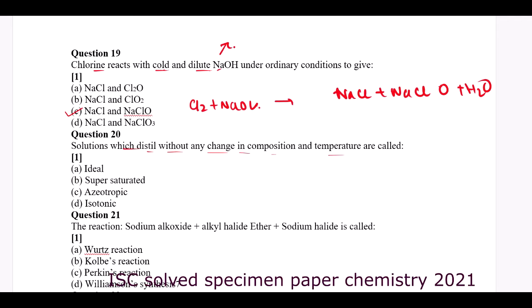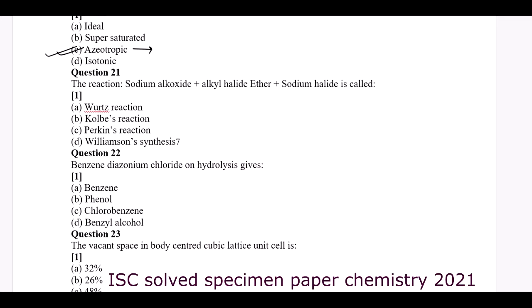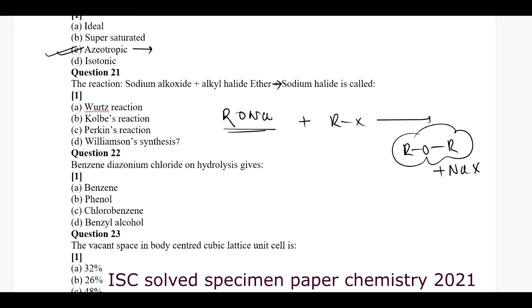That means azeotropic mixture is a constant boiling point mixture, so the answer will be azeotropic mixture. The reaction between sodium alkoxide and alkyl halide giving you sodium halide is called, that one will be ALO. So sodium alkoxide, the sodium salt of alcohol, plus alkyl halide, the alkyl halide will combine with the alcohol part and they will form ROR plus sodium halide. So the reaction is ether formation, and this one is Williamson's synthesis of ether formation.